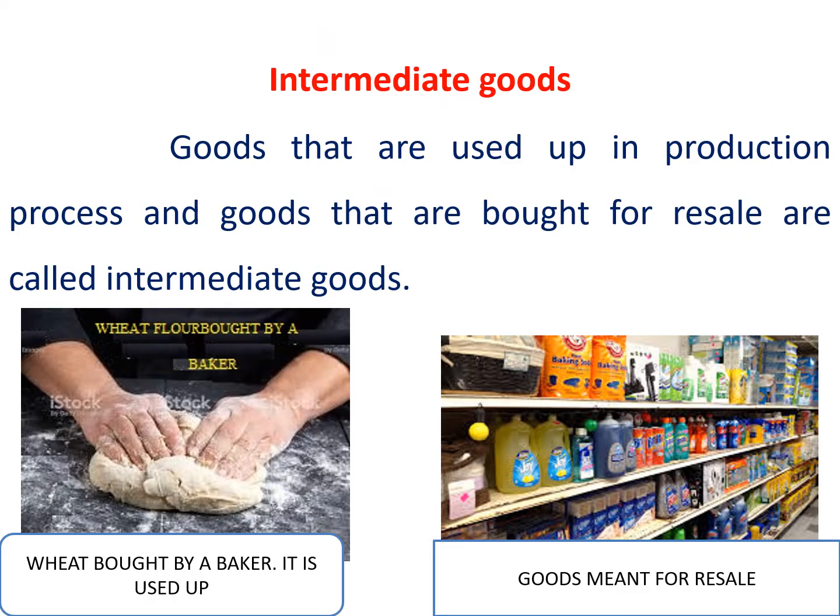Next one is intermediate goods. Intermediate goods are used up in the production process, and goods that are bought for resale are called intermediate goods. When a person buys goods to produce some other goods, that is called intermediate goods. See the picture, this is wheat flour. The baker bought wheat flour, which is an intermediate good, because it is used for making some other goods. Goods meant for resale are called intermediate goods.